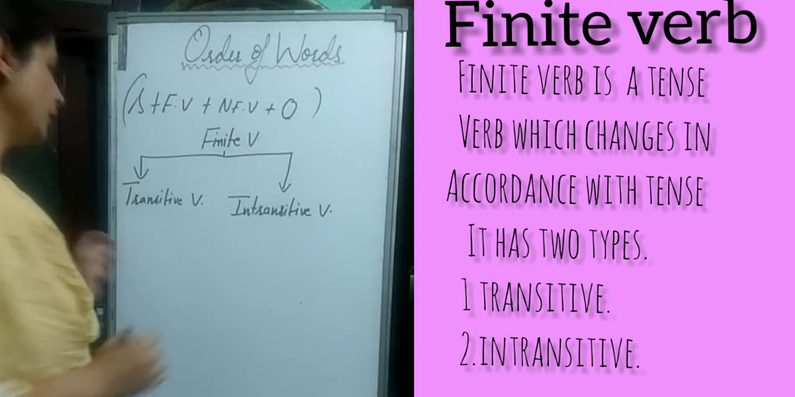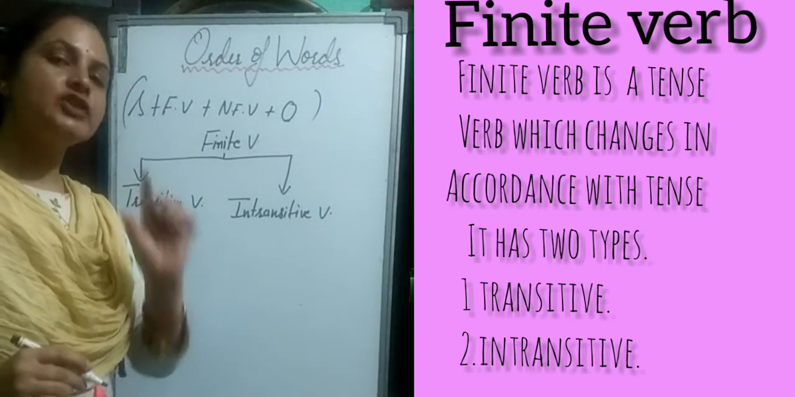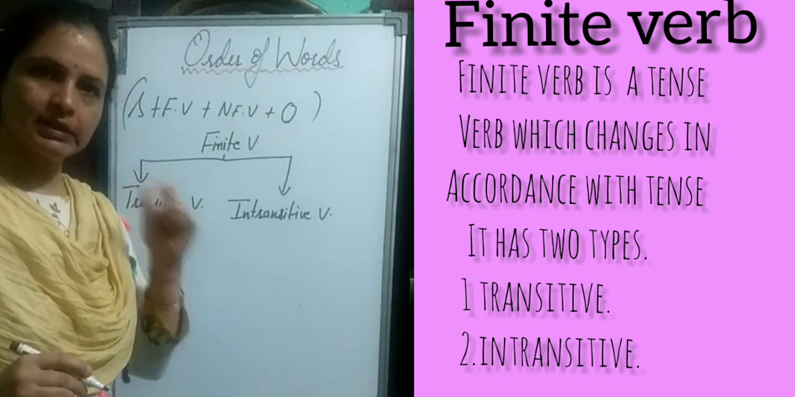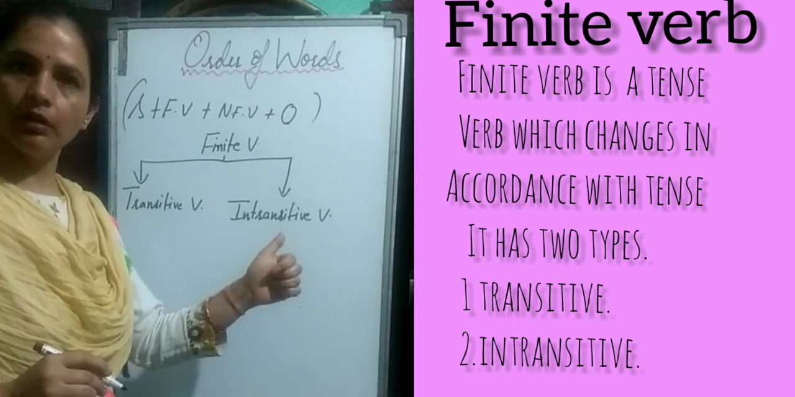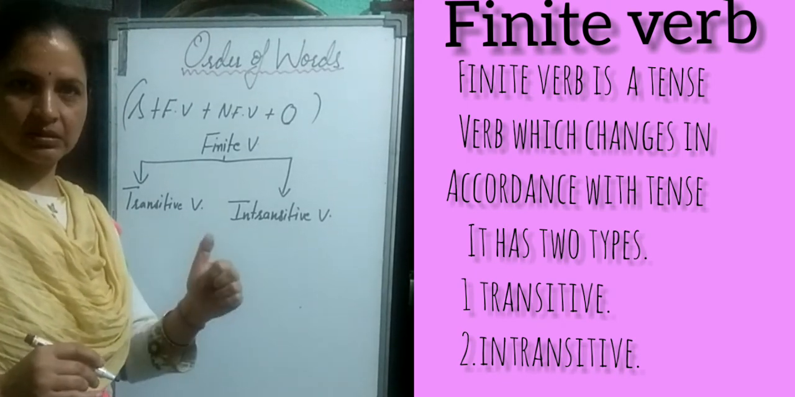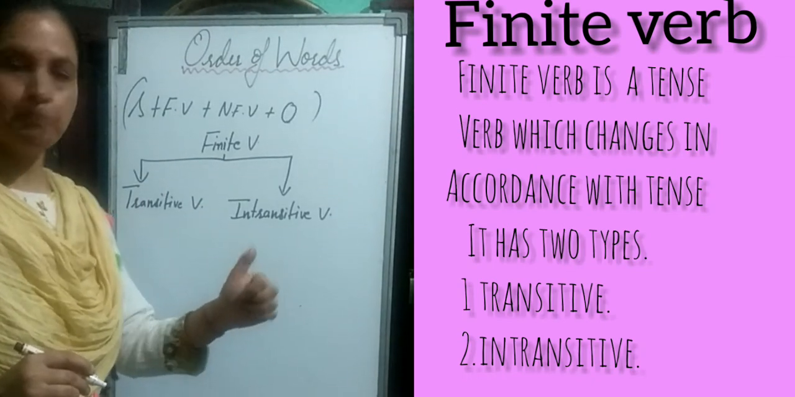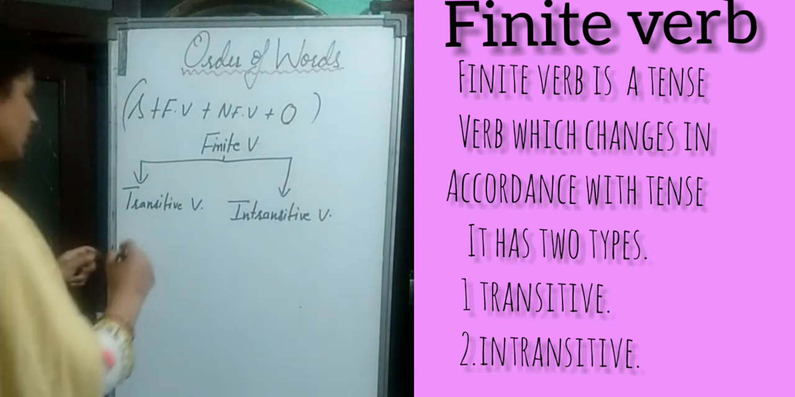Intransitive verb. Okay. Transitive verb we call that verb which has an object after it. And in an intransitive verb we miss that object after the verb. Okay. So for better understanding, let me write one example here.